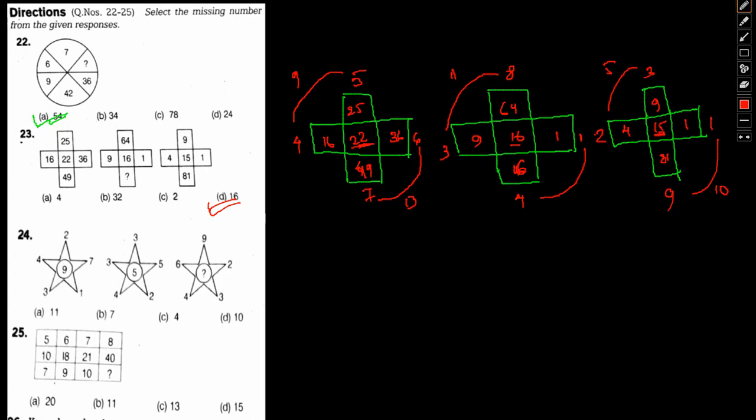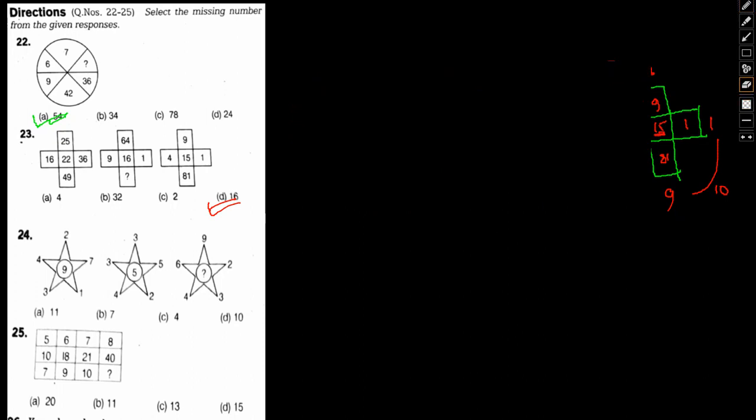Now, with that said, let's move on to question number 24. So we have basically a star that is given, and inside we have a number 9. Okay, so how can we actually get this particular number? So what do we have here? 4, 2, 7, 1 and 3. So how can we get 9 from this? So for 6, 6 plus 4 plus 2 plus 7. Okay, okay, I think we have something here.